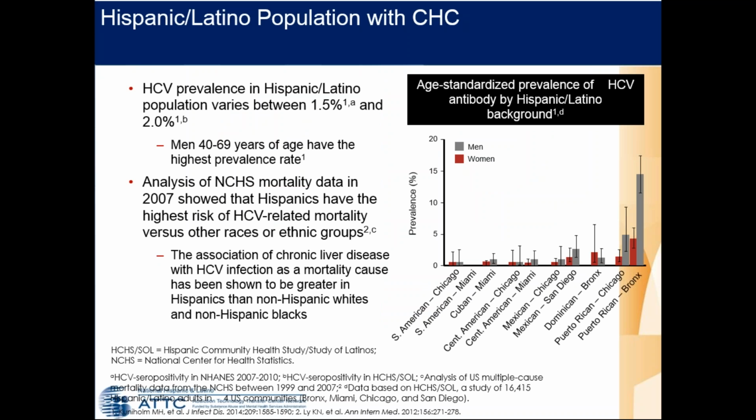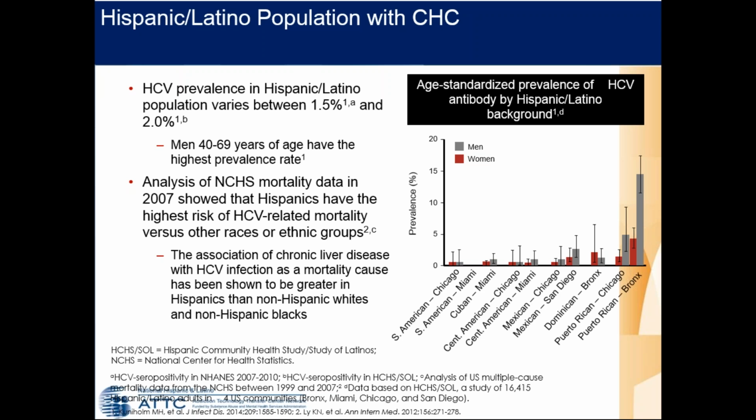In terms of the Hispanic and Latino population with chronic hepatitis C, the prevalence is between 1.5% and 2%, depending on the data set that you look at. And this data set is from the National Center for Health Statistics, the National Community Health Study, and the Study of Latinos. And, like I mentioned earlier, the baby boomers, right? Men 40 to 69 years of age have the highest prevalence rate.